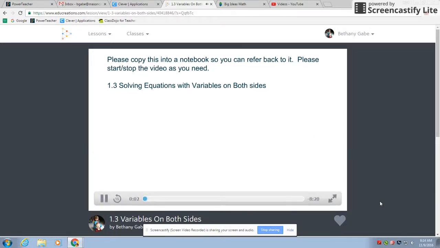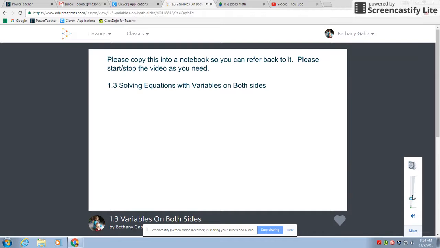Okay, so section 1.3, solving equations with variables on both sides. Basically, this just means exactly what that says. You are going to end up with variables on both sides.